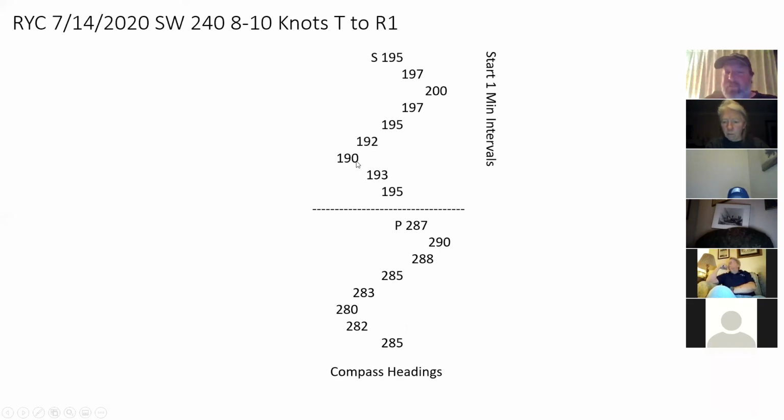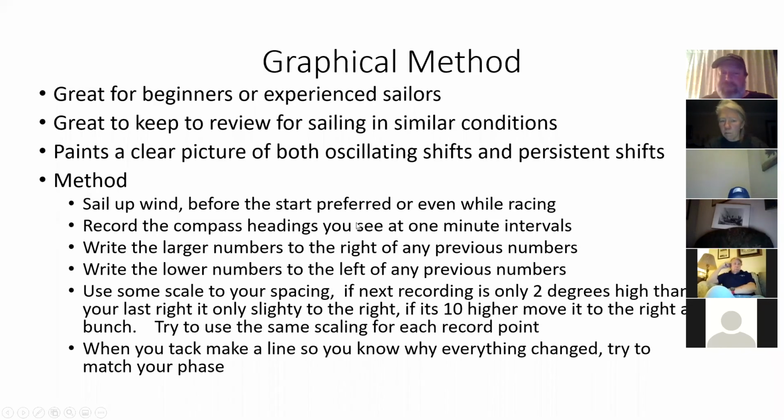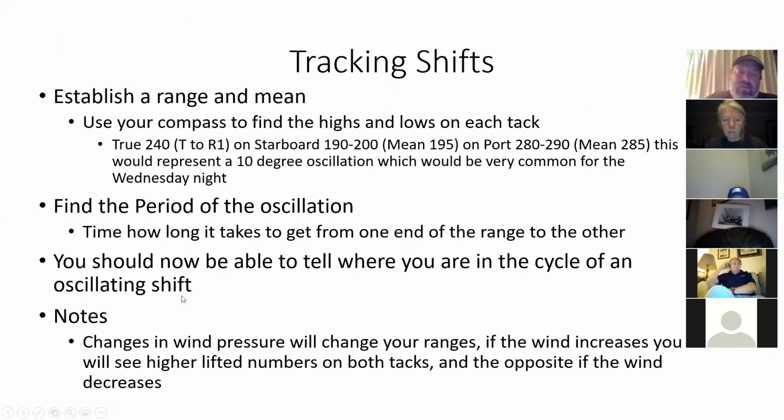So we tacked at 190, okay, we're sailing up, we're getting a lift. 192, 195, 197, 200. If I hit 200, I hit the end of my range, so we know it's going to start shifting back. But you can also tell when it's going to start shifting back if you know how long the period is. If I started at 190 and sailed for 5 minutes, after 5 minutes it should start going back. We'll talk about that picture in a minute. So if you know the range and you know the period, you can find where you are in the curve at any given moment.